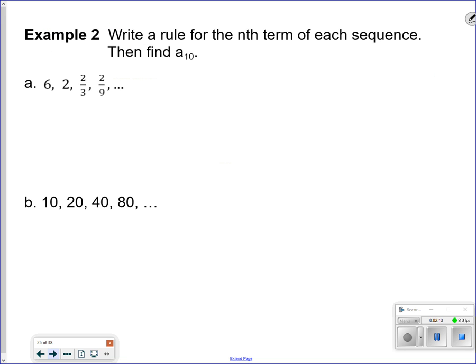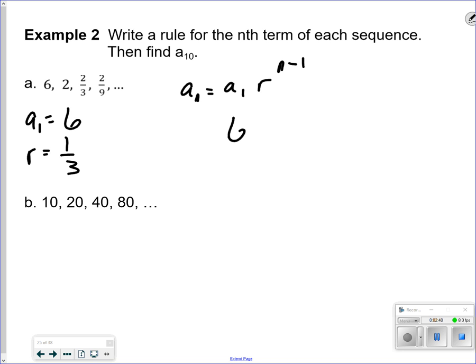In this first one, we're going to write the rule for the nth term and then find a sub 10. So a sub 1 and r are the only 2 things you need to know. a sub 1 is 6, and for the rule, what is happening each time? Remember, if it's dividing by 3, which it is, you're technically multiplying by 1/3. So the rule is always the multiplication, not the division. So the formula: a sub n is equal to a sub 1 times r raised to the n minus 1.